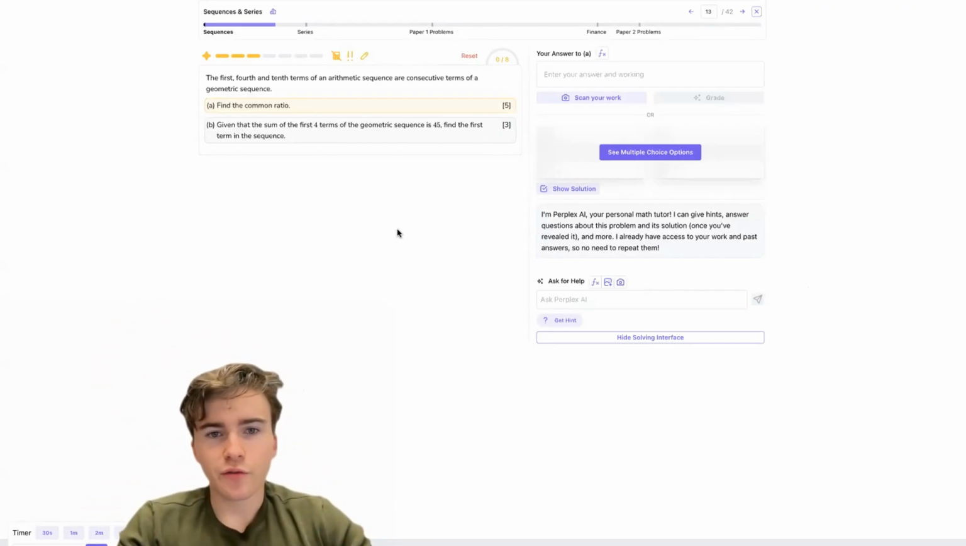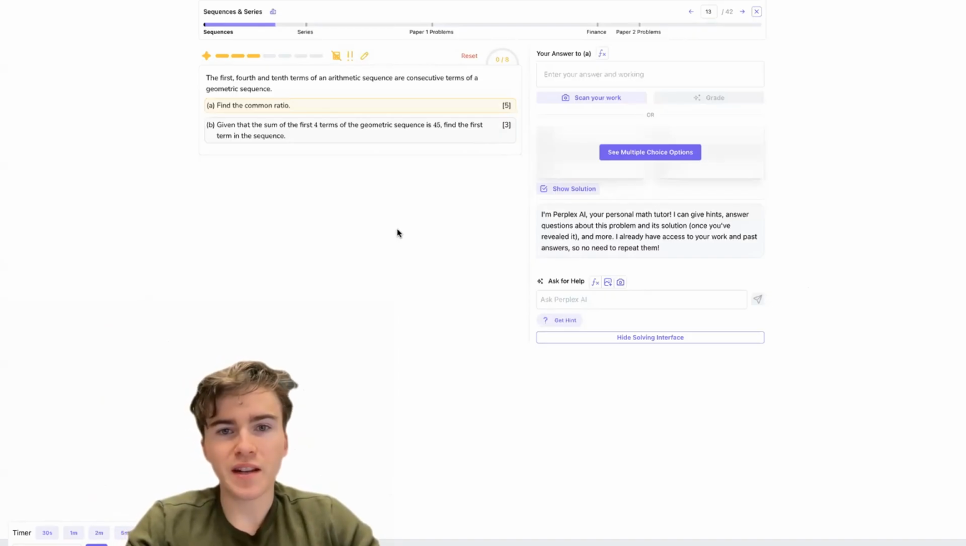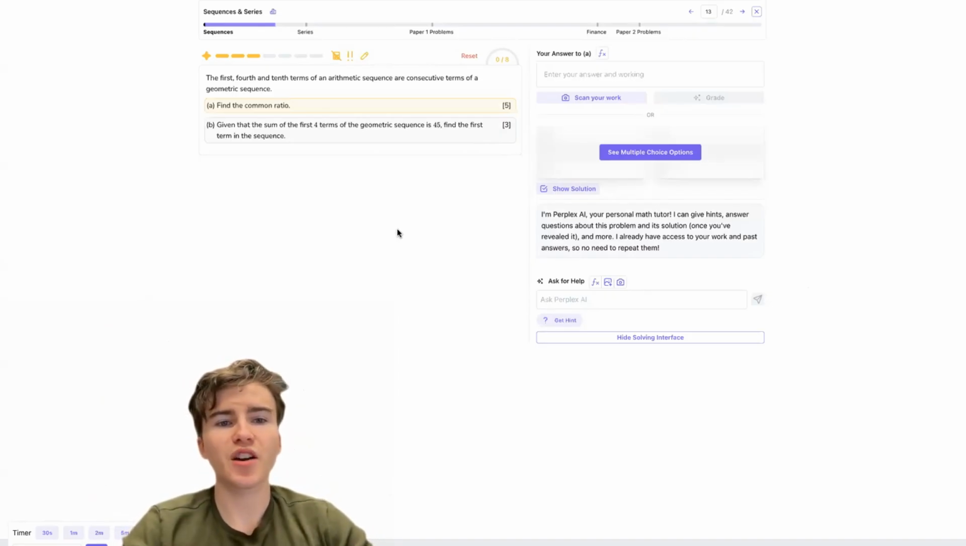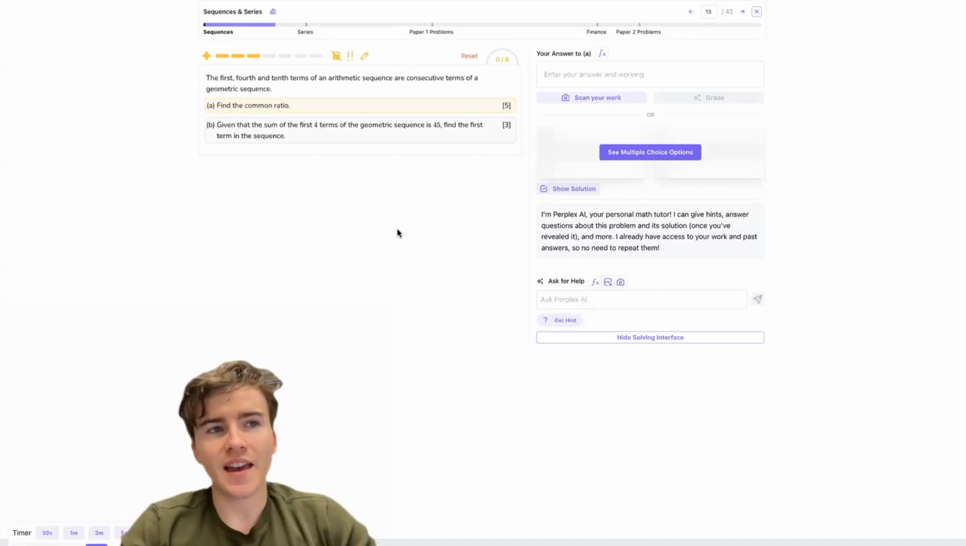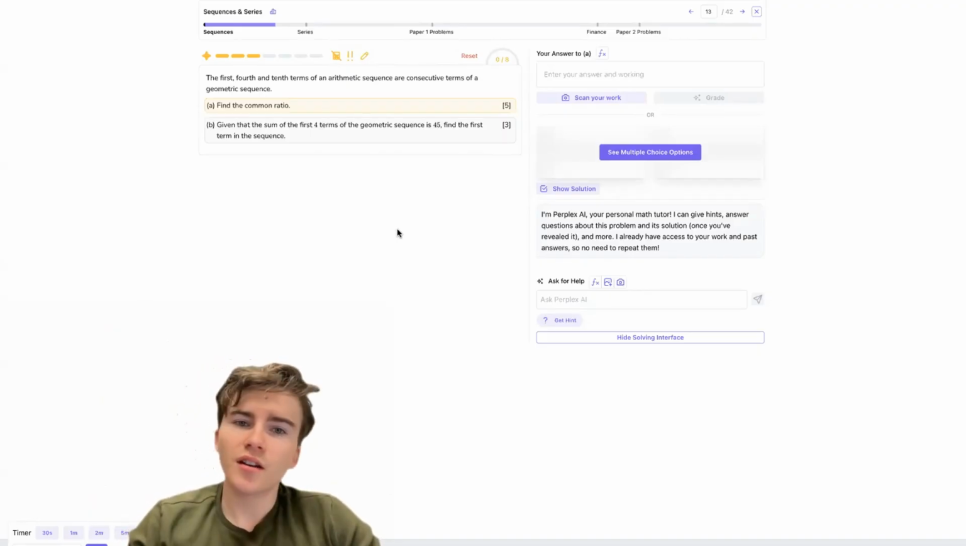So the first, fourth, and 10th term of an arithmetic sequence are consecutive terms of a geometric sequence. This is a classic IB question. It's been showing up.